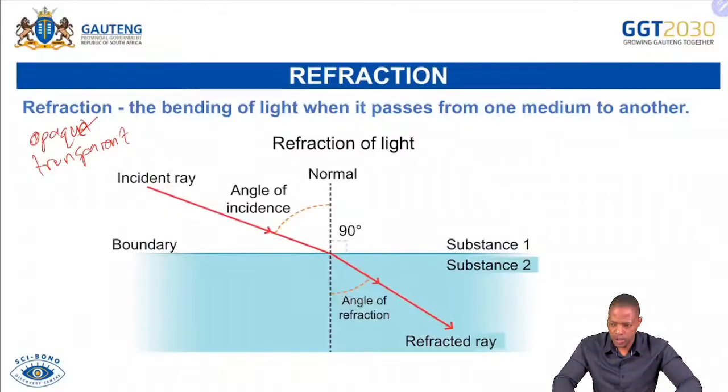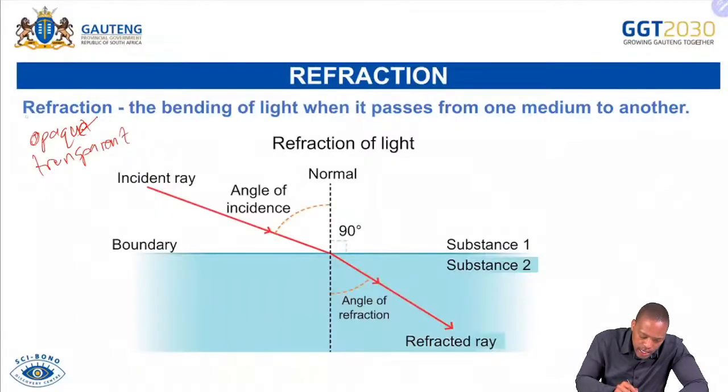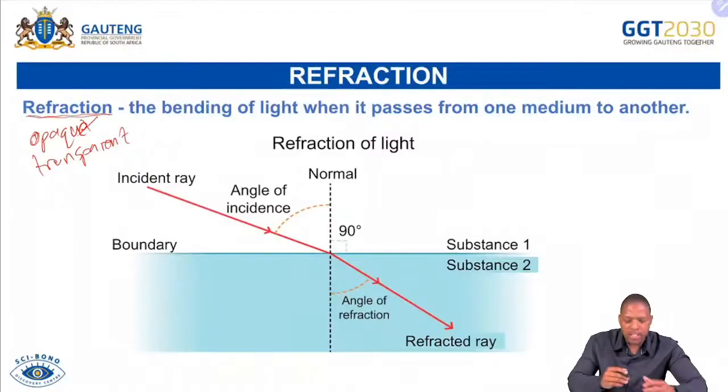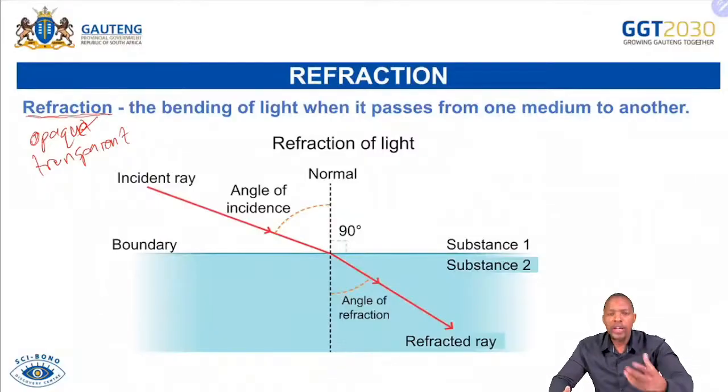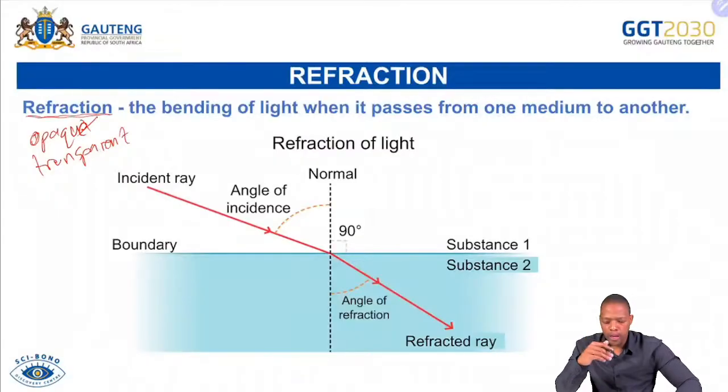But how does light pass through in the window? Light passes through such that it is refracted on the window or any other transparent object or any other object that transmits or allow light to pass through. It passes through such that it is refracted. And what do we mean by refracted? Well, refraction is defined as the bending of light when it passes from one medium to another.